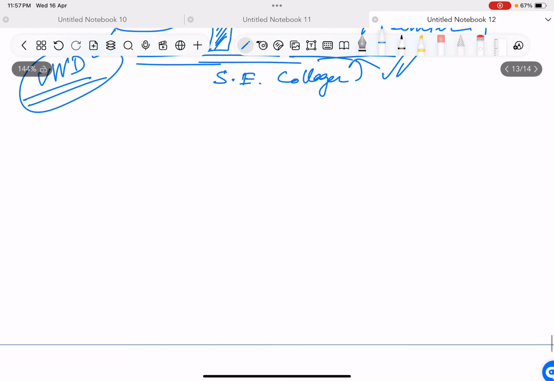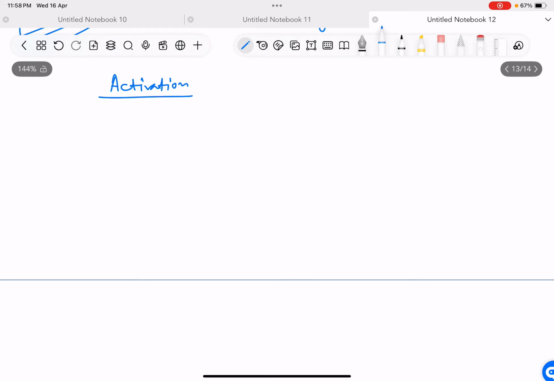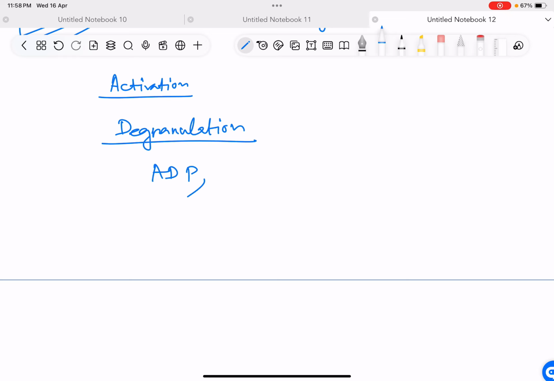Now let's come to activation. Once the platelet has adhered, it will get activated. It will change its shape from the smooth disc shape and become a sphere which has spikes. This activated cell will release granules. This process is known as degranulation, the release of the granules. In degranulation it will release ADP, calcium and thromboxane A2. These three are most important.